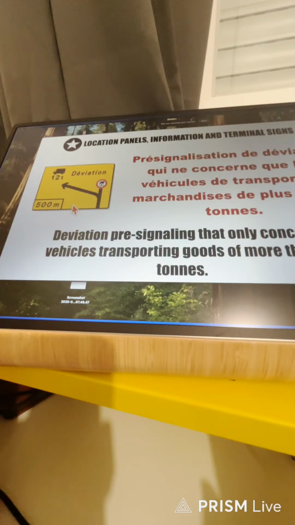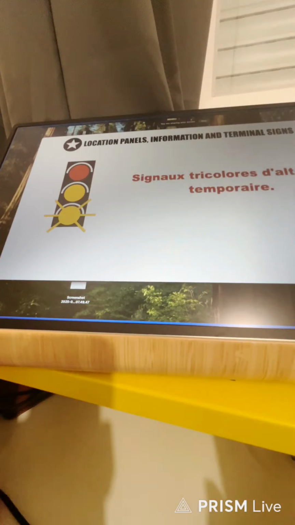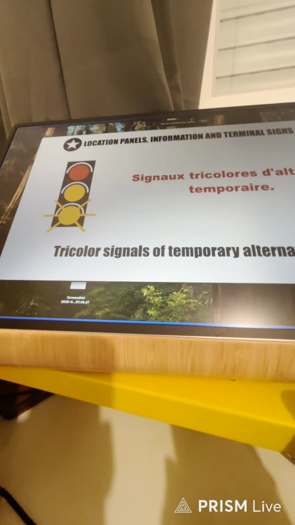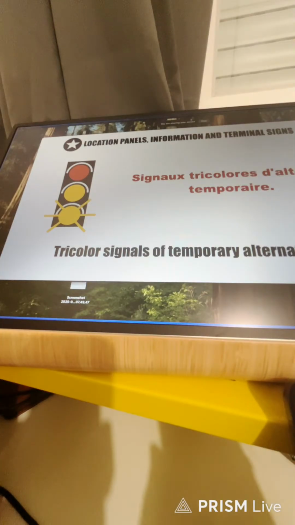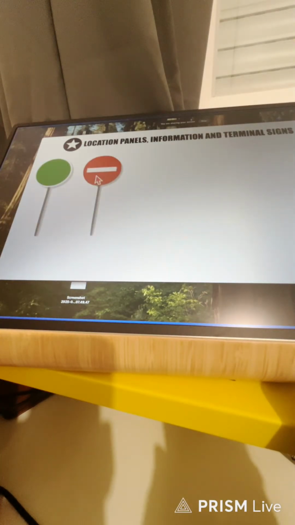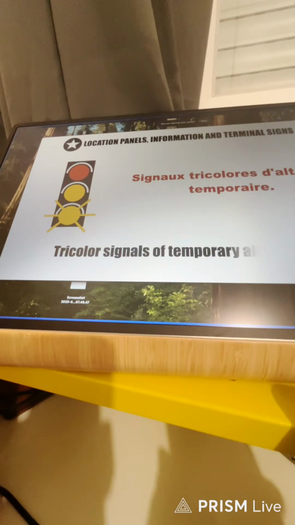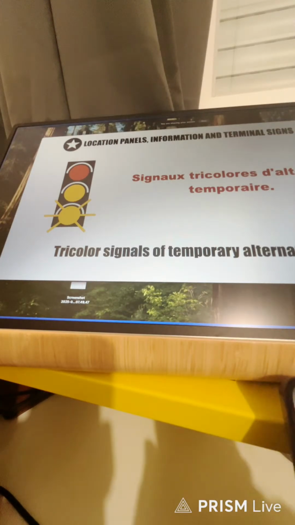Okay, then this one means three-color signal, temporary. They are going to put it where they are working, to be able to tell you it's your turn to go, instead of using a panel. There will be a light controlling the traffic while they are working, to alternate the traffic so that there will not be danger.